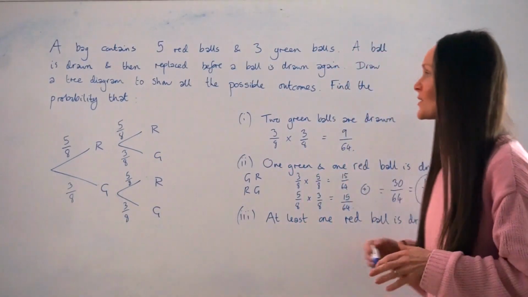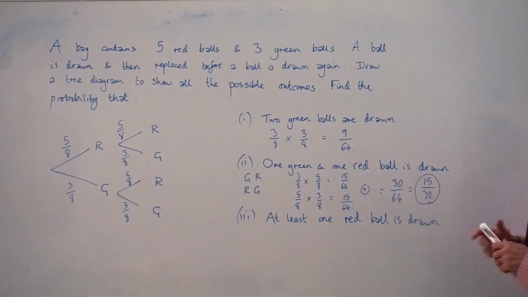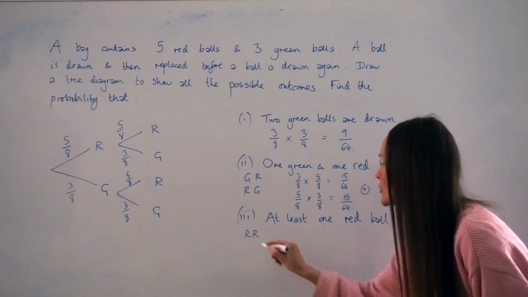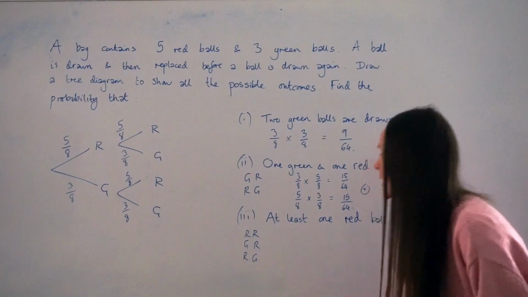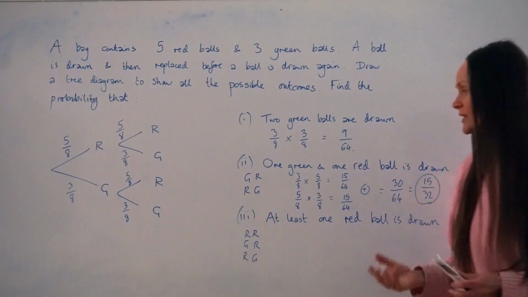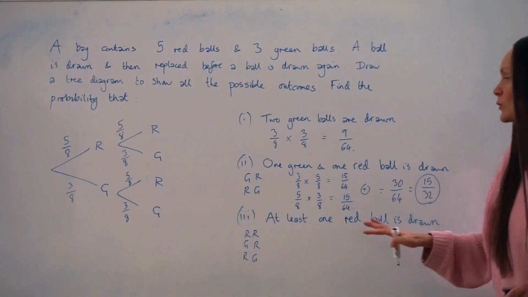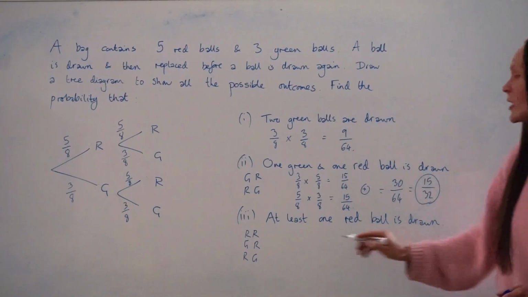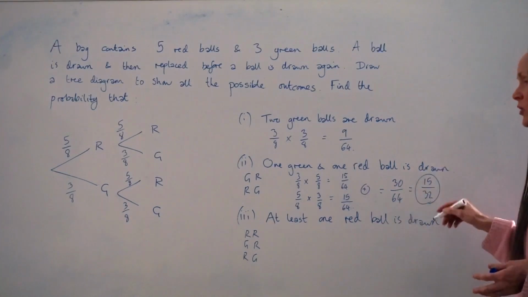So the last one says we have to find the probability that at least 1 red ball is drawn. So we could have 2 red balls that are drawn. We could have a green followed by a red, or a red followed by a green, okay? All of those scenarios show at least one red ball that is drawn, okay? I'm going to show you two methods for the last one. So the first method is just like in the second question, okay? We're going to calculate the probability for each scenario and add them together, and then I'll show you a quicker way afterwards, okay?